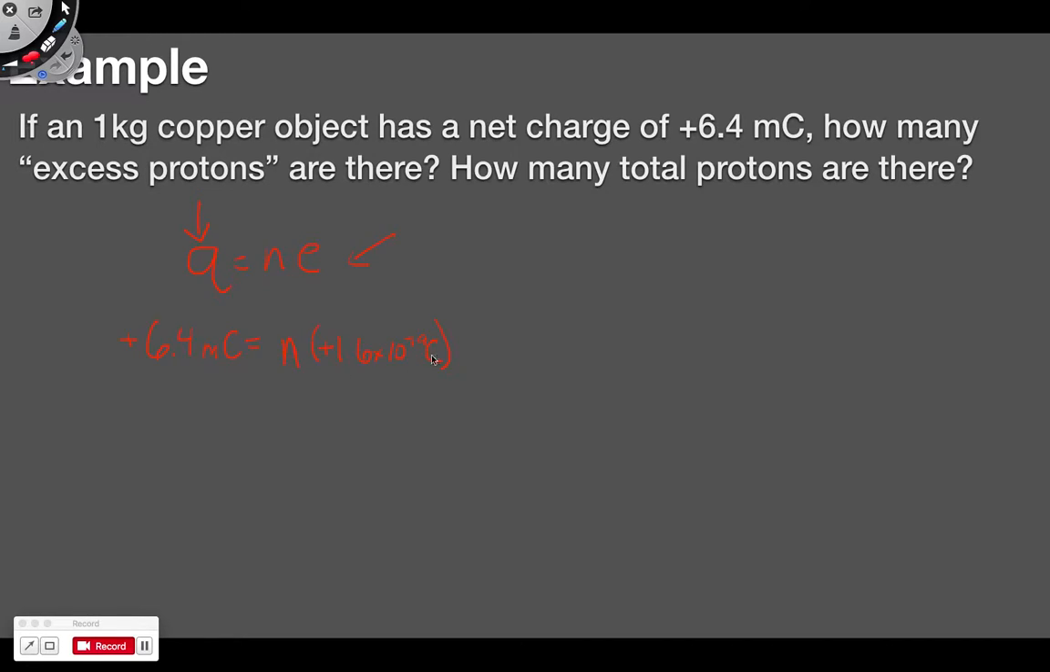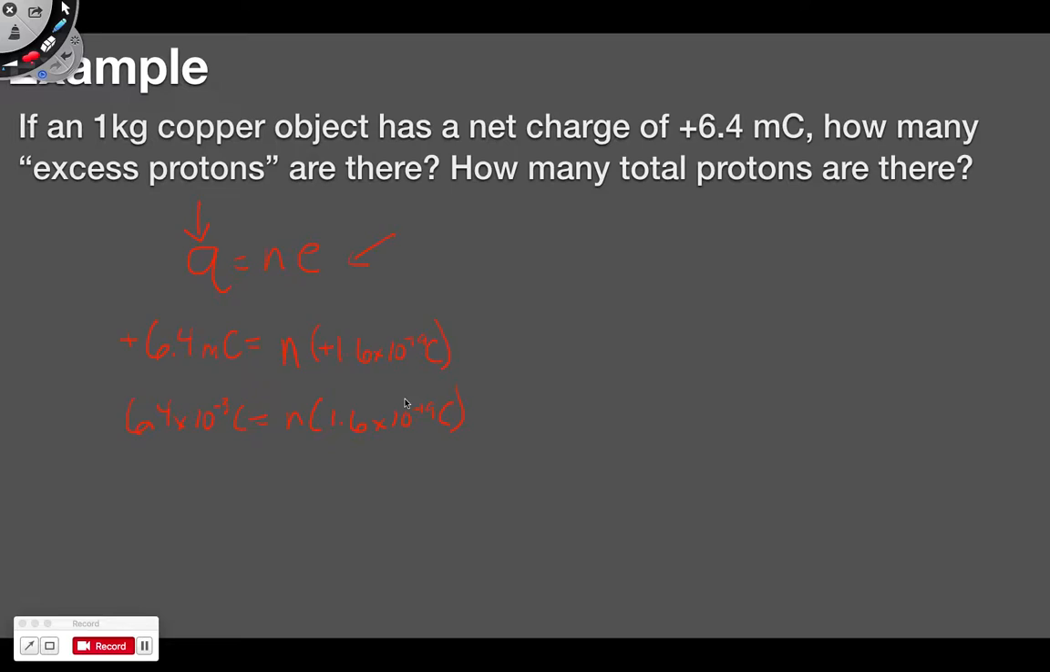But the problem is that this is in millicoulombs and this is in coulombs. They both need to be in coulombs, so let's change this. A millicoulomb is the same as times 10 to the negative 3rd coulombs. And this is 1.6 times 10 to the negative 19th coulombs.